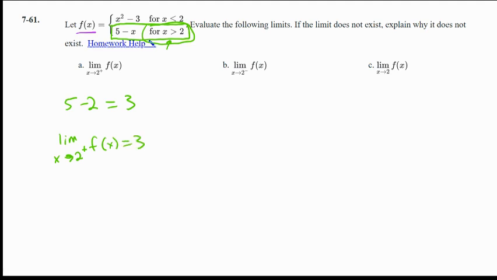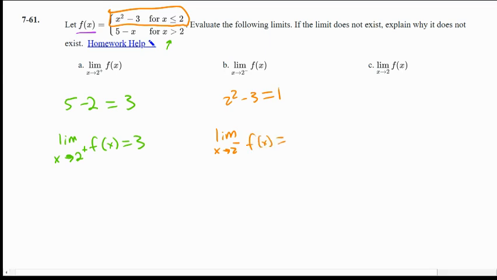For the second one, it says the limit as x approaches 2 from the left side, which is all the x values less than or equal to 2. So when I do that, I'm going to plug in 2 for this equation. 2 squared minus 3 equals 1. The limit as x approaches 2 from the left of f of x is equal to 1. So there's my first two limits.